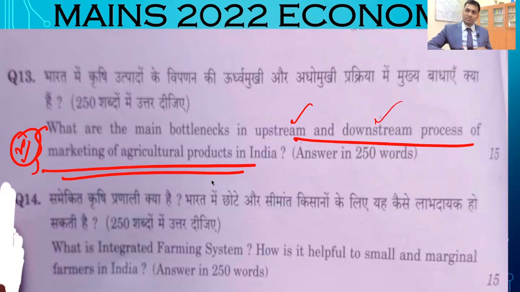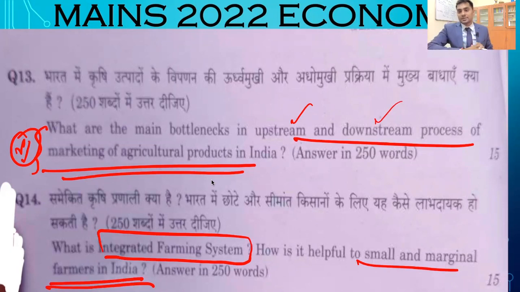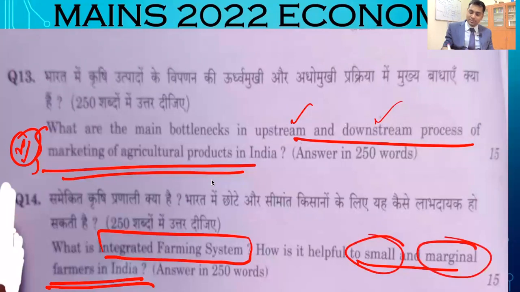Next, look at the 14th. Again, the 14th question is a repetitive question in the last 8 years. What is integrated farming system? How is it helpful for small and marginal farmers in India? The same question was asked in the last 8 years. Have a look at the last 8 years. Whatever I said is going to be true, right? Integrated farming system, and how it is helping small and large farmers.